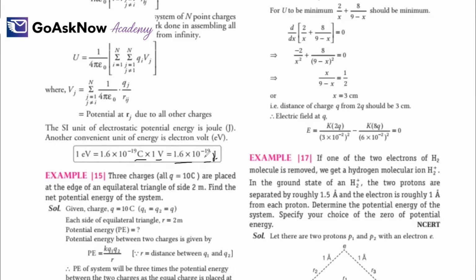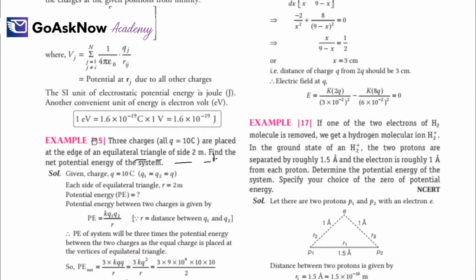Now see example 15 here. Three charges, all Q equal to 10 coulomb, are placed at the edge of an equilateral triangle of side 2 meter. Find the net potential energy of the system. So there are three charges placed at the edge of an equilateral triangle of side 2 meter, and we have to find the net potential energy of the system.